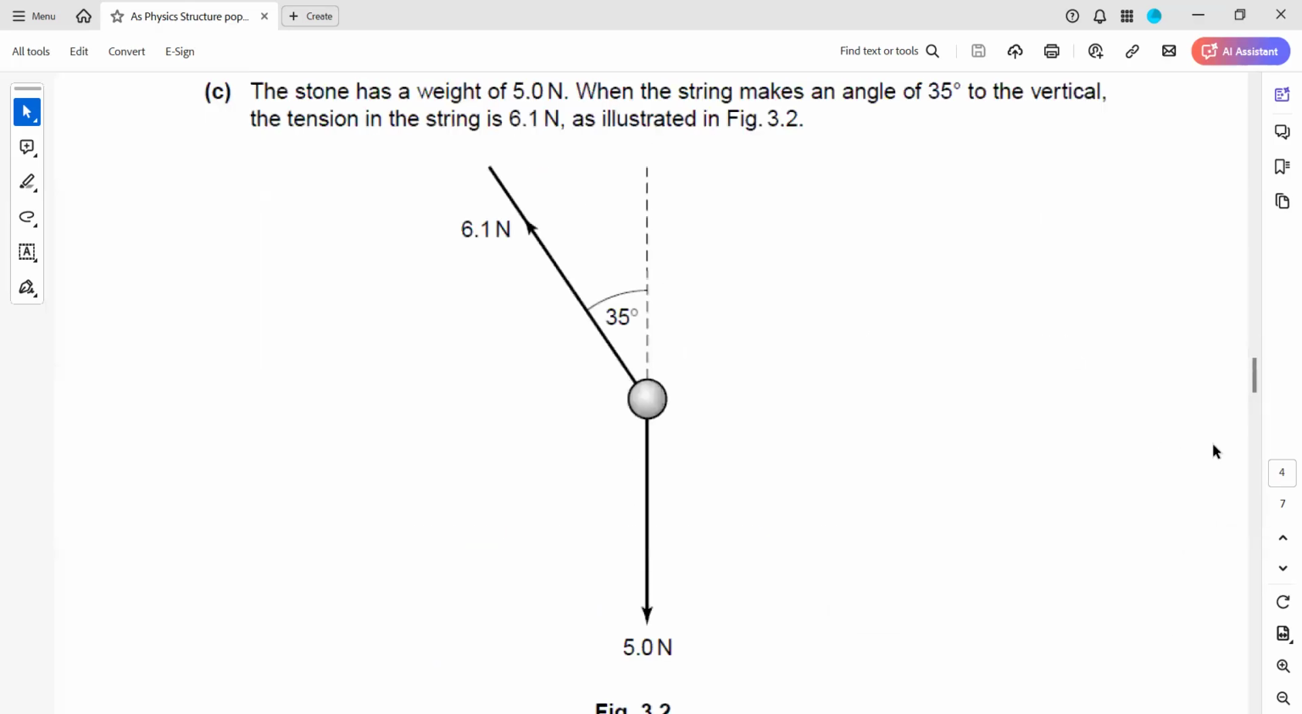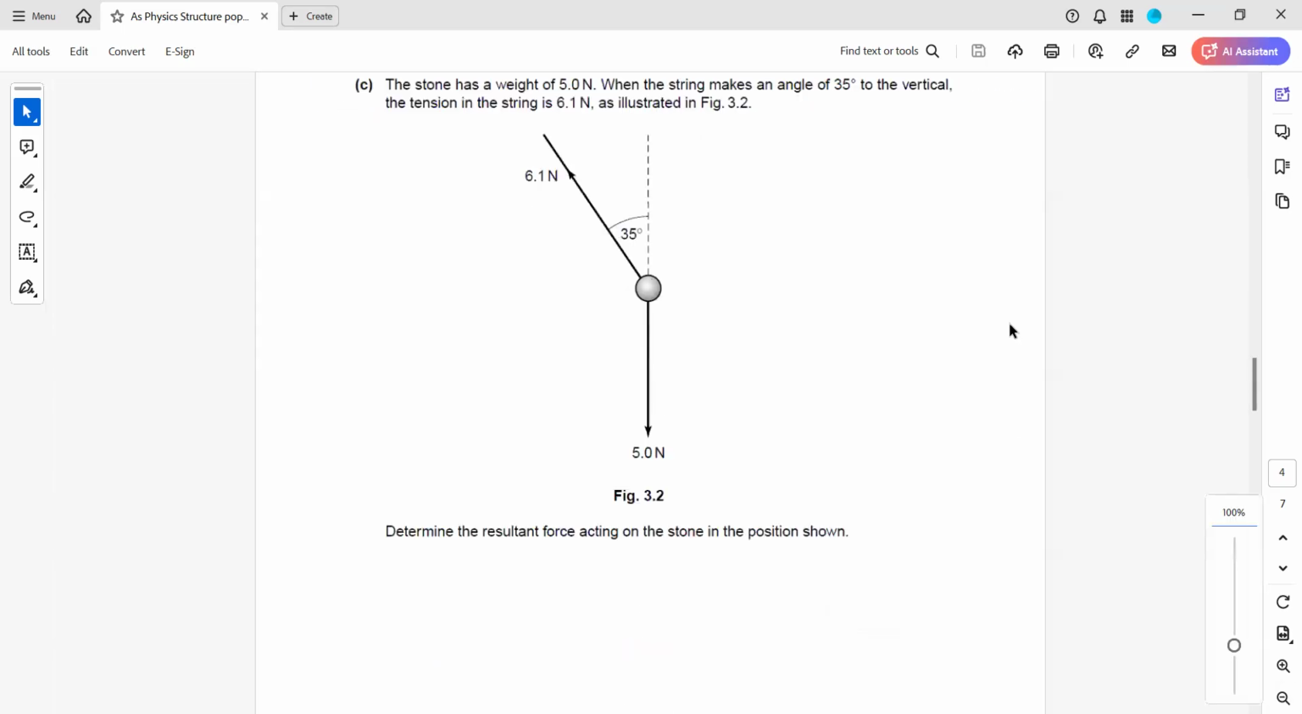Next is, a stone has a weight of 5 Newton. When a string makes an angle of 35 with a vertical, the tension is 6.1 Newton. Determine the resultant force acting on the stone in this position.